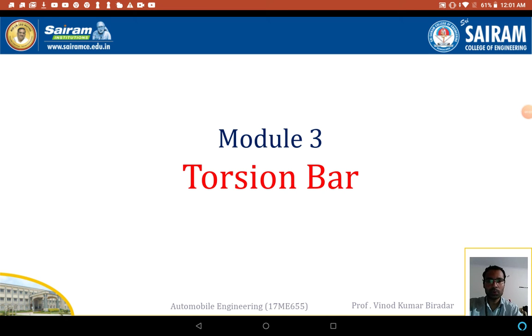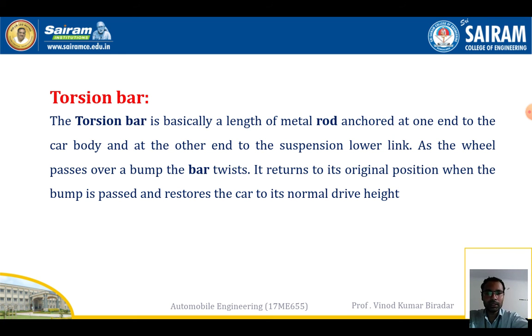So today I'm going to explain what is the main use of the torsion bar in vehicles. Here, a torsion bar is basically a length of metal rod attached to one end of the car body, and at the other end is a suspension lower link. As a wheel passes over a bump, the bar twists, and it returns to the original position when the bump is passed, restoring the car to its normal drive height.